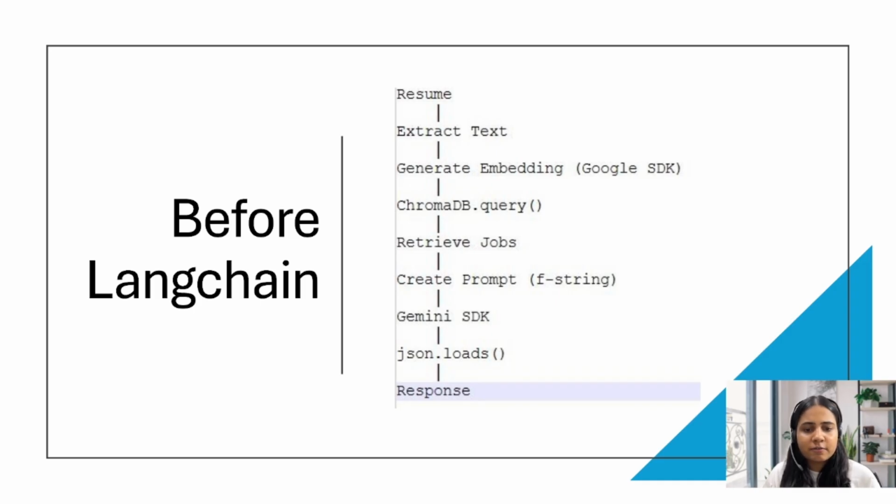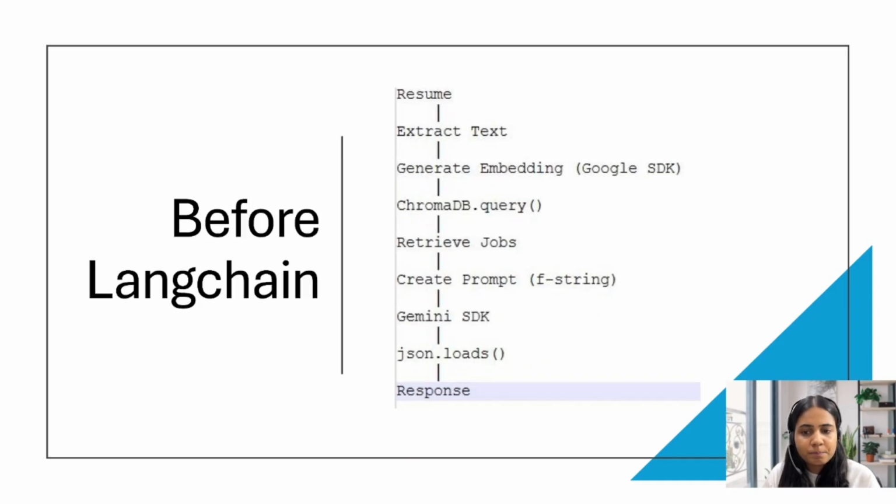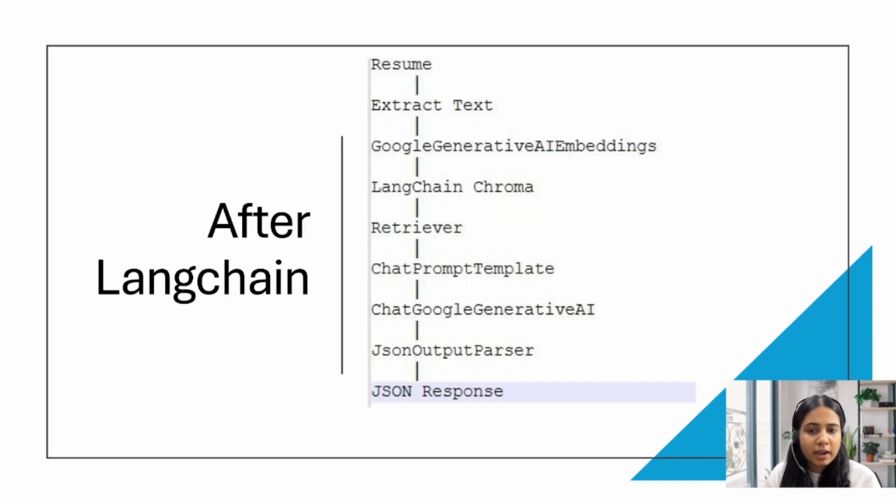For that we were using the f-string, and after that we go for the Gemini SDK for the LLM, and now it will load the JSON and we'll get the responses. This is before LangChain. Now we are at the place where we are going to implement LangChain. So what will be the difference between without LangChain and with LangChain?